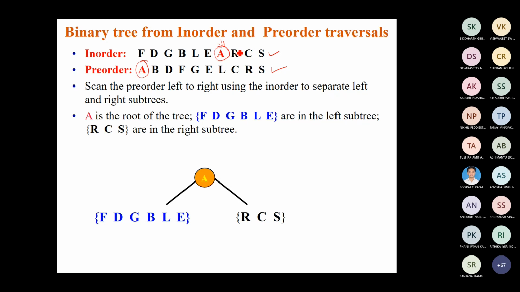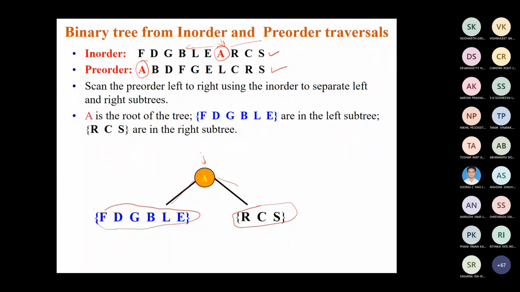Now there are some nodes which are to the left of A, as well as to the right of A. If you look at this one, the nodes R, C, S belong to the right subtree of A, and F, D, G, B, L, E, these nodes belong to the left subtree of A. So A is the root of the tree. Construct the node with A as the root. This is done. Now I have a right subtree as well as a left subtree here. The right subtree has the nodes R, C, S, and the left subtree has nodes F, D, G, B, L, E. So the first step is over.